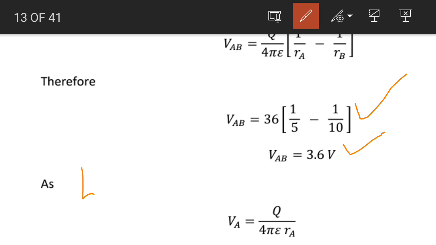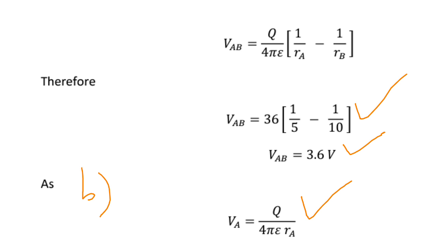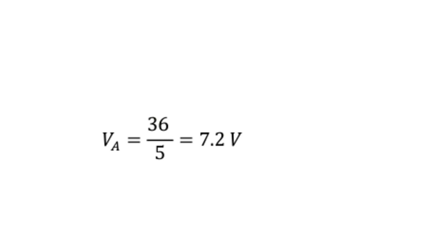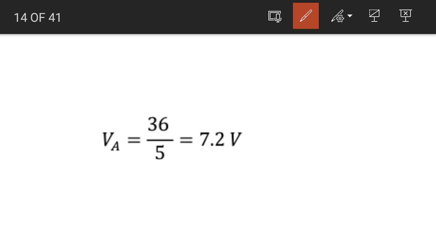Now we do part B. So if the absolute potential is 0 at infinity, then the absolute potential at point A can be calculated with the help of this particular equation. VA will be equal to Q divided by 4 pi epsilon, RA. You guys will have to consider epsilon naught. Why? Because we shall assume that everything is in free space. Okay, so we put the values over here, and if you put the values, the absolute potential at point A with respect to infinity will be equal to 7.2 volt.